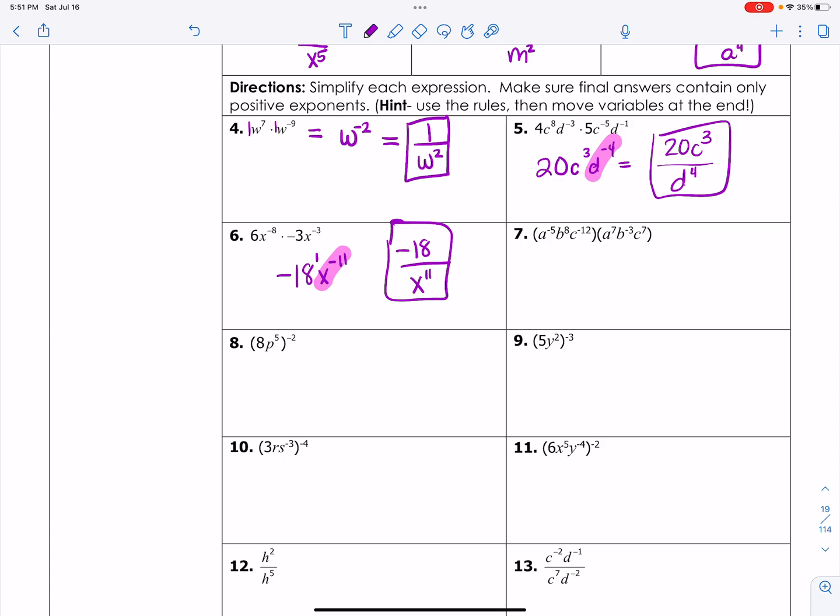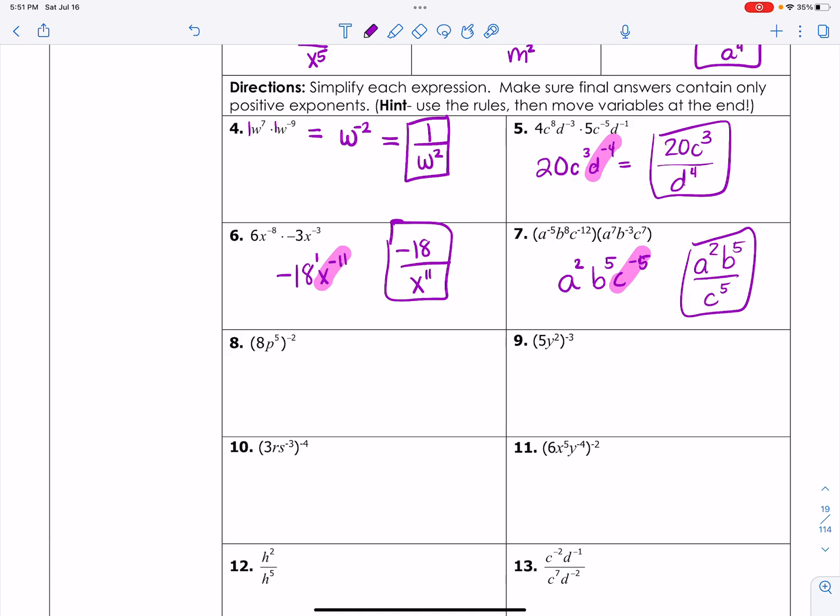All right. So if I do this next one, I'm going to multiply. So a squared, b to the 5th, c to the negative 5th. Okay. So again, the only thing that has a negative exponent is this one right here. So my answer is a squared, b to the 5th, and then c to the 5th moves to the denominator.